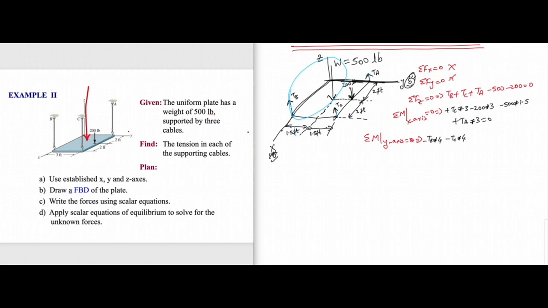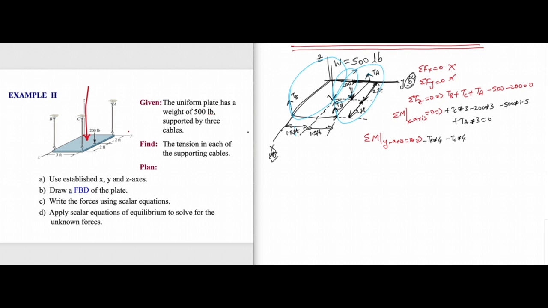This TC is 4 feet away from the y-axis, and it is going to give a clockwise moment, and we have to follow the arrow. If the arrow is like that, we just keep following it, clockwise with respect to positive y. What about 500? 500 will give a positive because it's counterclockwise with respect to the y-axis.